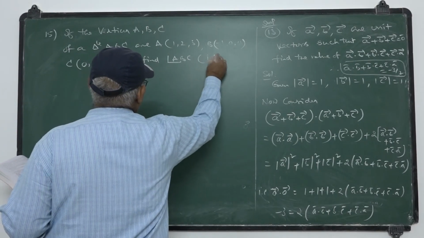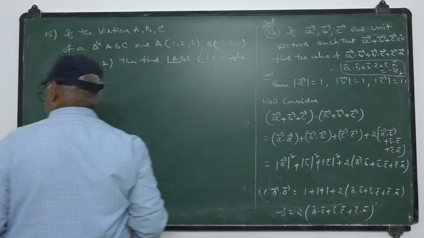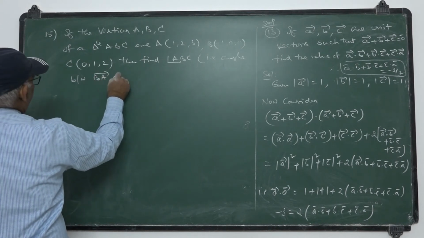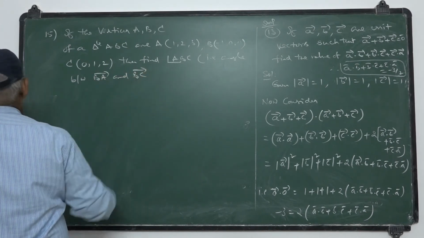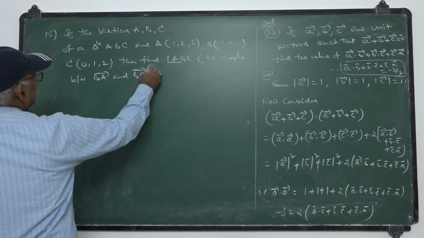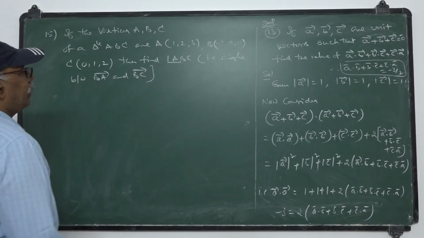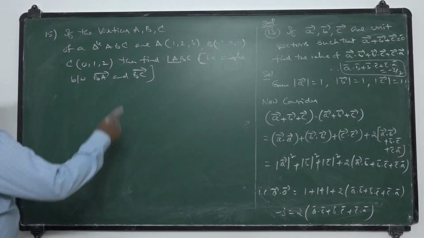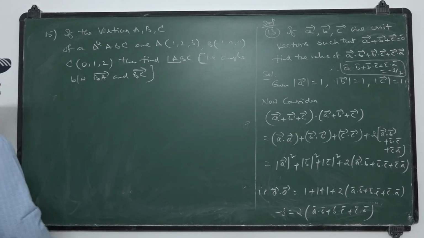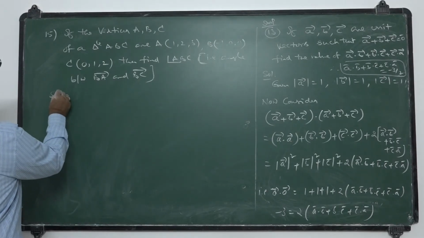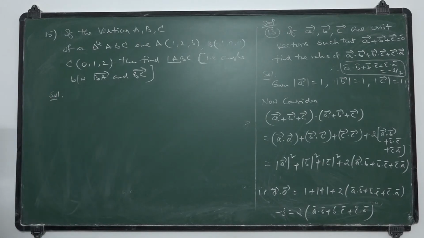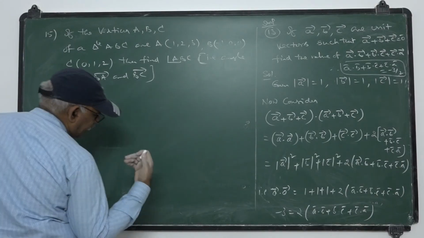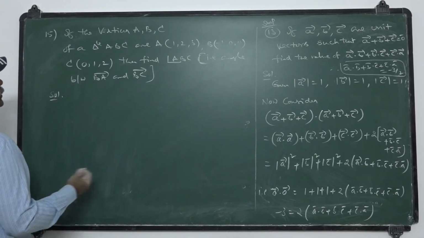That is the angle between the vectors BA bar and BC bar, to be evaluated here. For that, A, B, C are given as three-dimensional points. From that, you can find the position vectors of the points and the vectors BA and BC. Then you can find the angle between these two vectors.